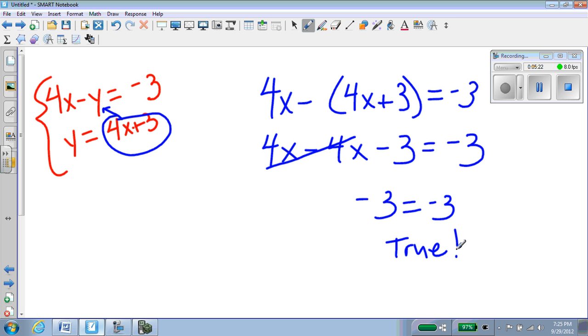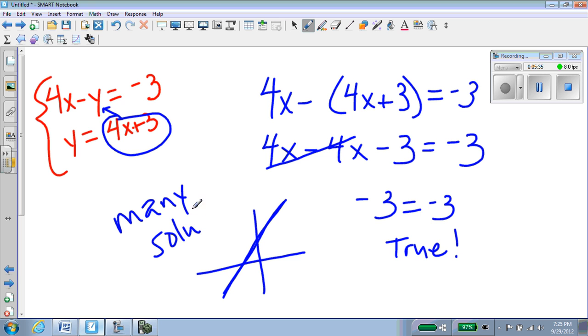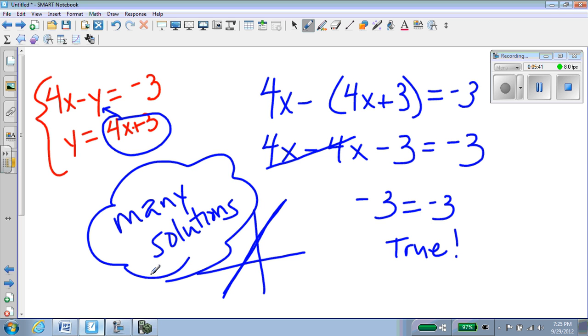These two lines are actually the same line. If I'd graphed them, they would look like this. They would make many solutions. Now, you might say, how would I know if it was many solutions or no solutions? If by chance our 4x's canceled and this was like negative 3 equals negative 30, well, that's false. So then we would say there's no solution.